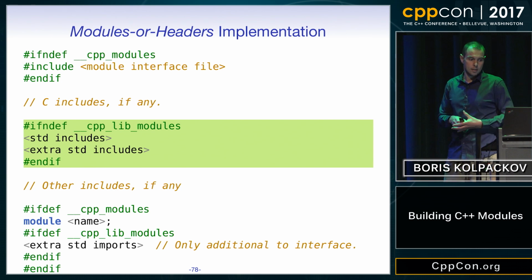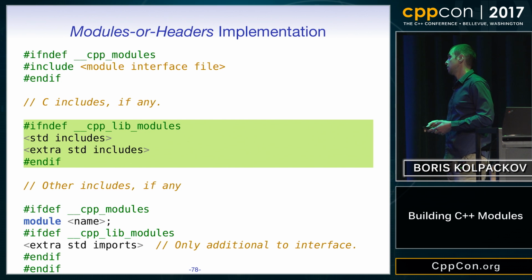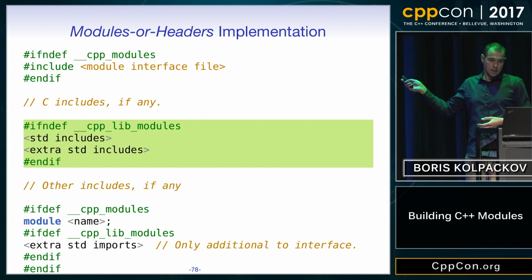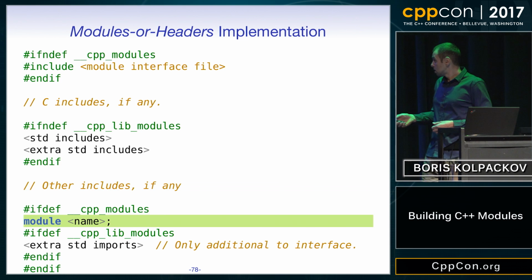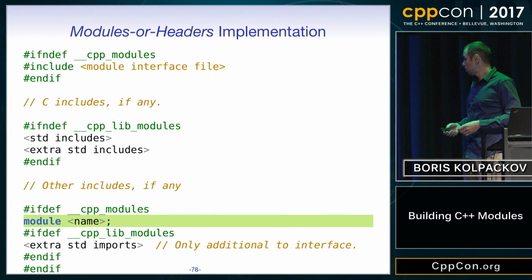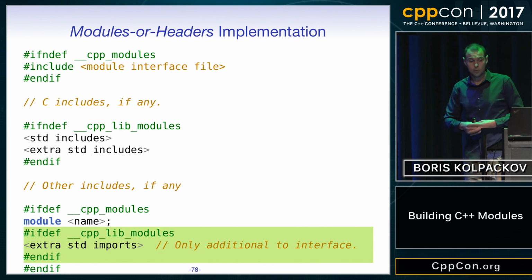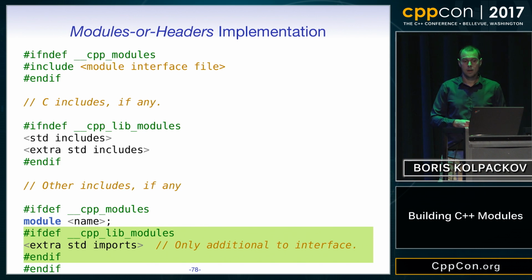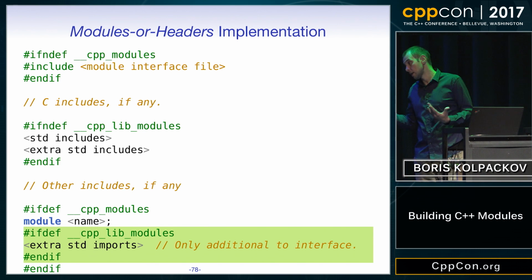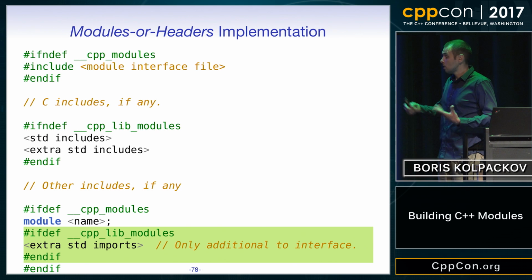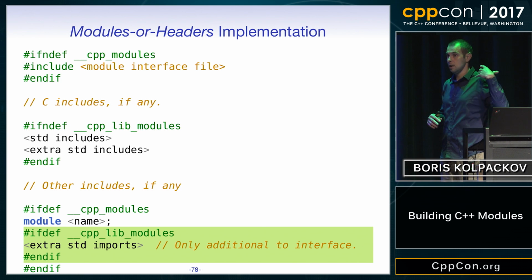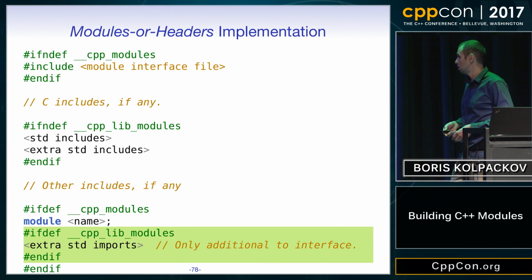You can read why we have to do that. It's actually fairly annoying. So then we have other includes. We have the start of the module purview, and again we have extra imports for the standard library. Now this more or less follows the template that I gave earlier, just a little bit uglified to also support headers.